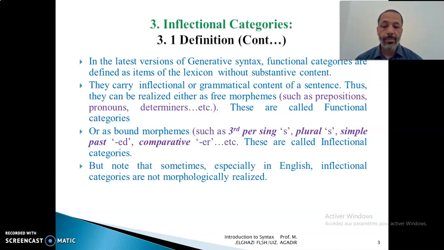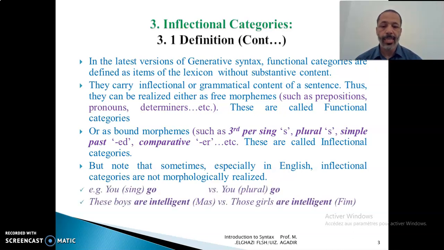But note that sometimes, especially in English, inflectional categories are not morphologically realized. That's why we have, for example, in the present tense, the only case in which it is realized is the third person singular where you have S. The other cases of the conjugation of the verb are similar. When you say I go, you go, they go, okay? All of them have the same form. There is no inflection of the person here. So yeah, the only case you have is the one of third person singular in which you add an S.